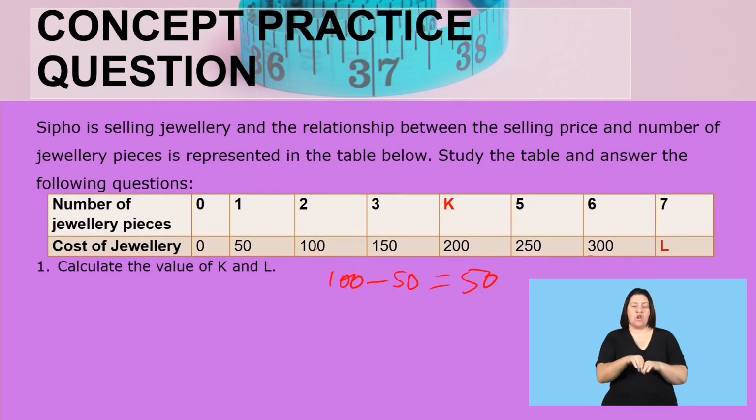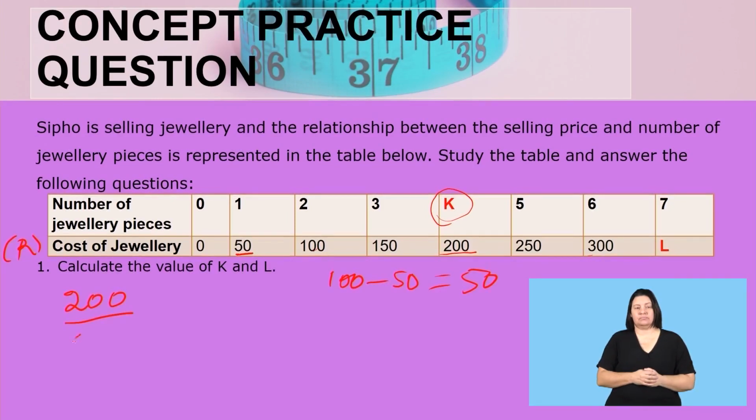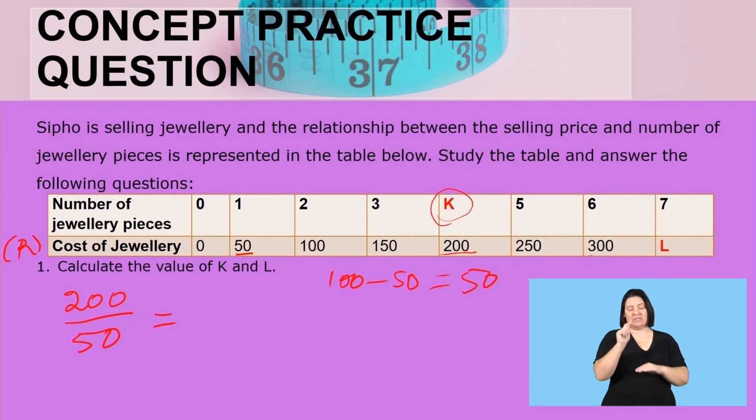To calculate the value of K, we say K is going to be the number of jewelries which can cost 200 rand. So even if the rand is not written there, I can just write 200 and I divide it by 50 rand. Because 50 rand is the cost for one piece, we say 200 divide by 50. Therefore, we will get 4. Then we say the value of K is therefore 4.